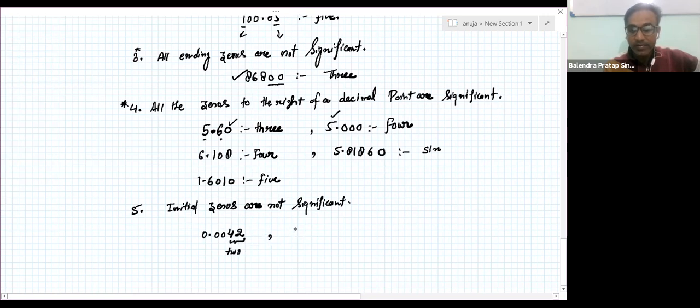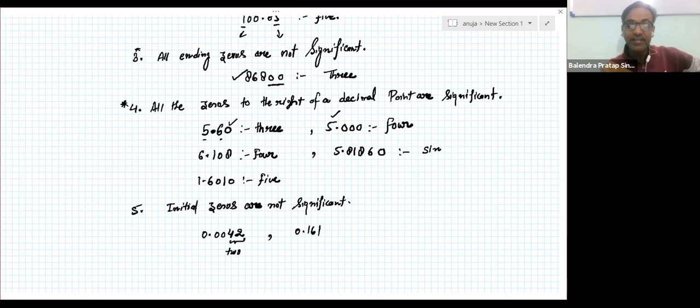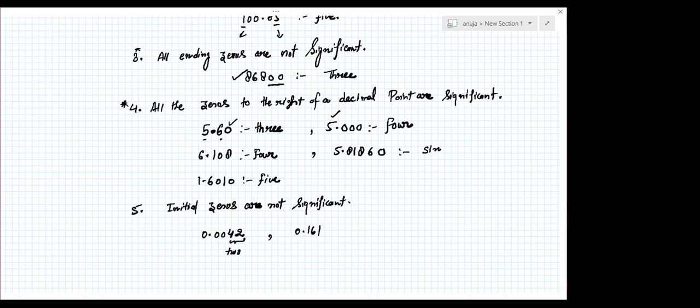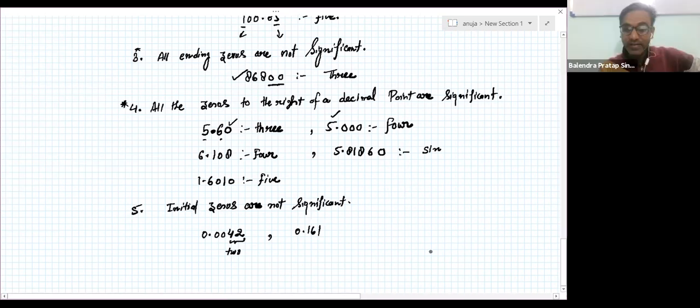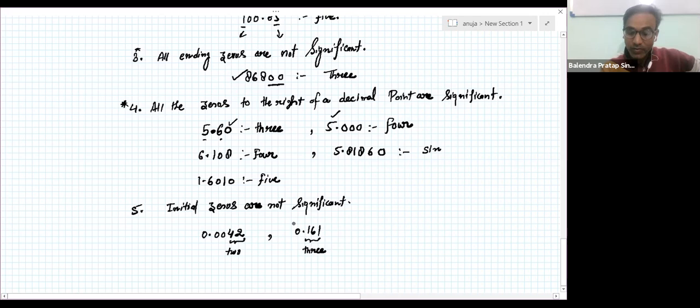Now another problem. Suppose I give 0.161. How many significant figures? Think again. Initial zeros are not significant, but it has 3 numbers, 161, which are non-zero. So you have to consider all the non-zero numbers first. So there are 3 significant figures. You can leave this initial zero.